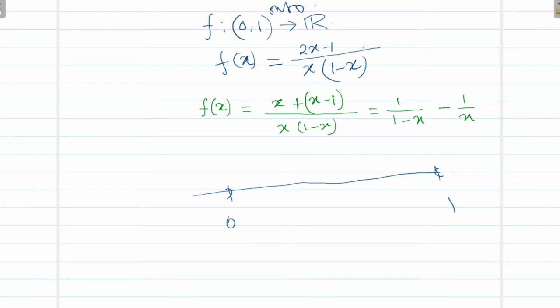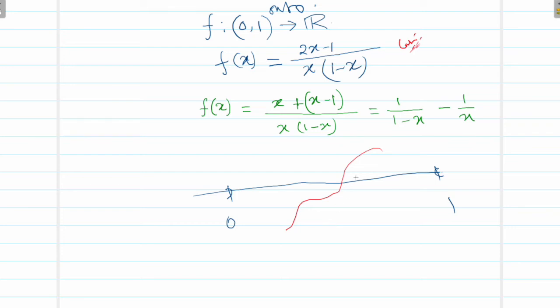First you check that this function is continuous. Why? Because this denominator is never 0. Why is it never 0? Because x cannot be 1 and x cannot be 0, because they are strictly in between 0 and 1. 0 and 1 are excluded. So this denominator is never 0, and therefore this function is continuous. It's so easy, and also this is differentiable, as you have seen.